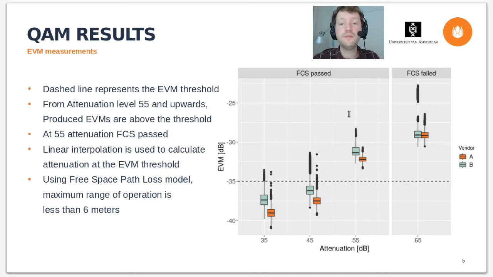However, we did find that the frame check sequence passed, which indicates that the connection may still be maintained to some extent with EVMs higher than the threshold. Using linear interpolation, we calculate the attenuation at the EVM threshold. Using the free space path loss model and the calculated attenuation, we determine the maximum range of operation to be less than 6 meters.